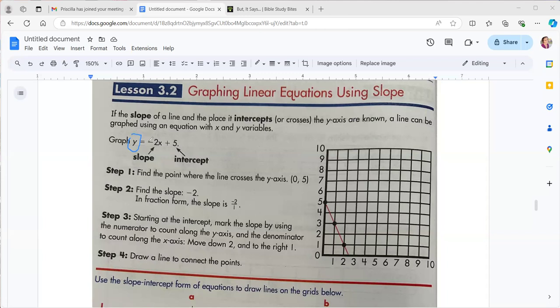All right. We're going to have y by itself, y equals.